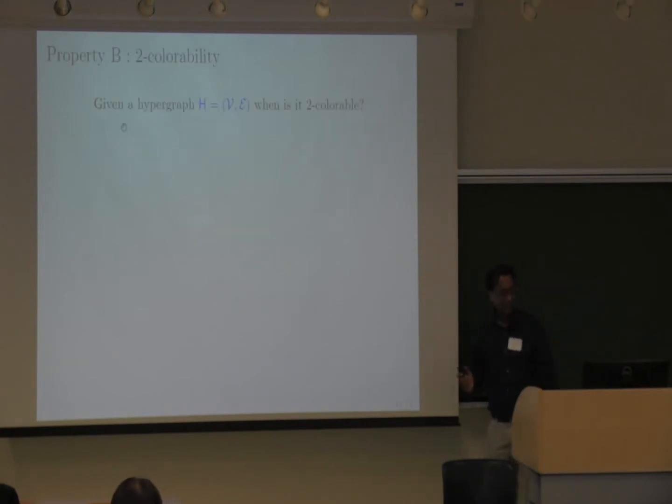Okay. So let me start by defining two-colorability. You're given a hypergraph, and you want to color the vertices using two colors, red and blue, so that no edge is monochromatic, meaning that it contains vertices of both the colors. So that's what being two-colorable means.